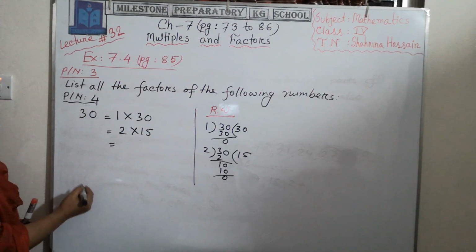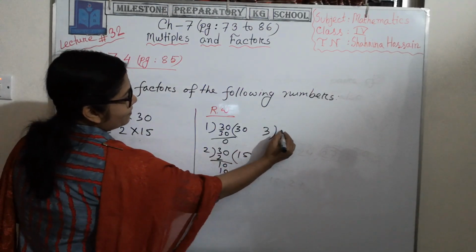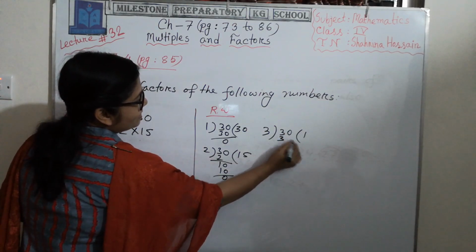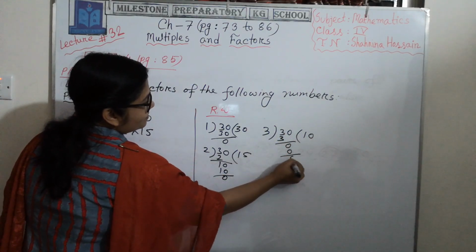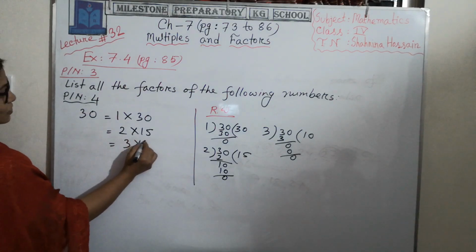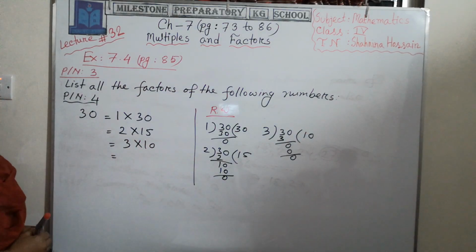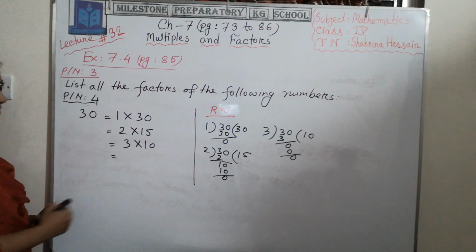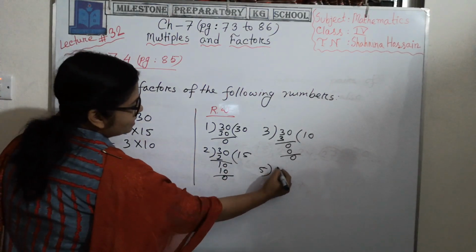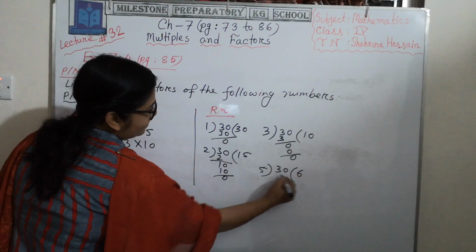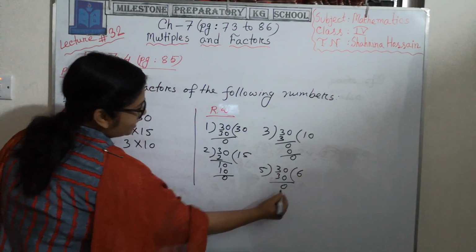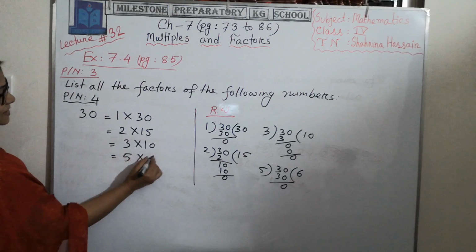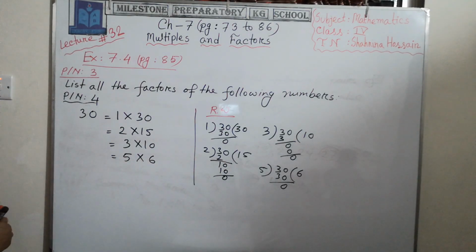We can divide 30 by 3. 3 ones are 3, then 3 tens are 30. We can divide 30 by 4. Is it possible? I hope no. So we can divide 30 by 5. Yes, we can easily divide. 5 sixes are 30. I hope we have already got all the factors of 30.